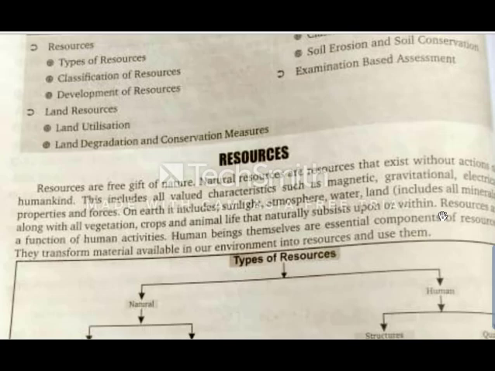In a simple way, what are biotic resources? Biotic resources are those which have life, the living organisms. And what about abiotic resources? Abiotic resources are such types of things which don't have life, non-living things. For example, vegetation, crops and animals are biotic, and sunlight, atmosphere and water are abiotic.